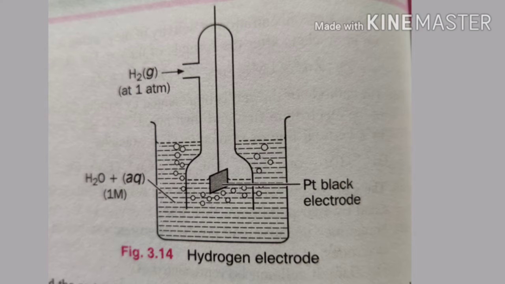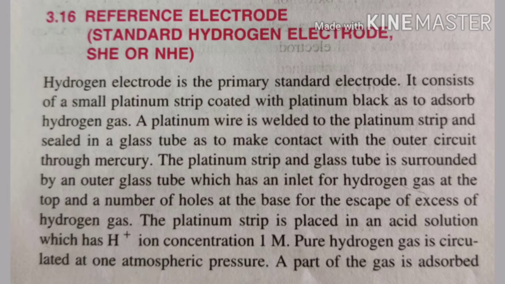Now we will study the electrode whose potential is known, which is called a reference electrode or standard electrode. The standard electrode in your course is the standard hydrogen electrode, also abbreviated as SHE, in which the hydrogen electrode is the primary standard electrode.